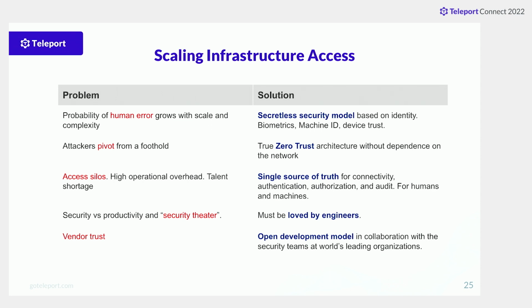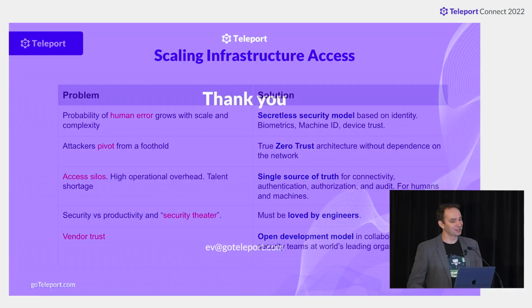Prevent the situation of having security theater, which, again, resonates strongly with the previous presentation that you just heard. Simply by putting in a bunch of no's, you are not making yourself more secure, because your engineers will find a way to gain access if they need to. And finally, to build trust with vendors and solutions we all use, let's all make sure we use open source. That's how you scale infrastructure access. Thank you for being here today.